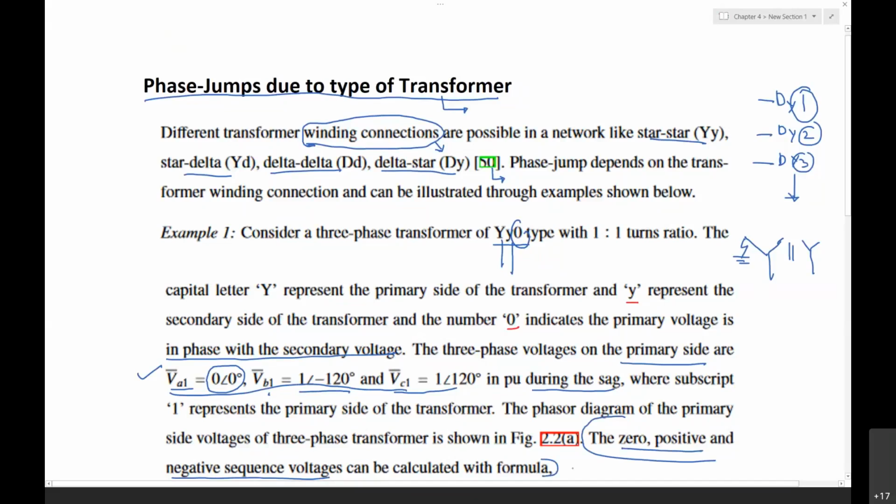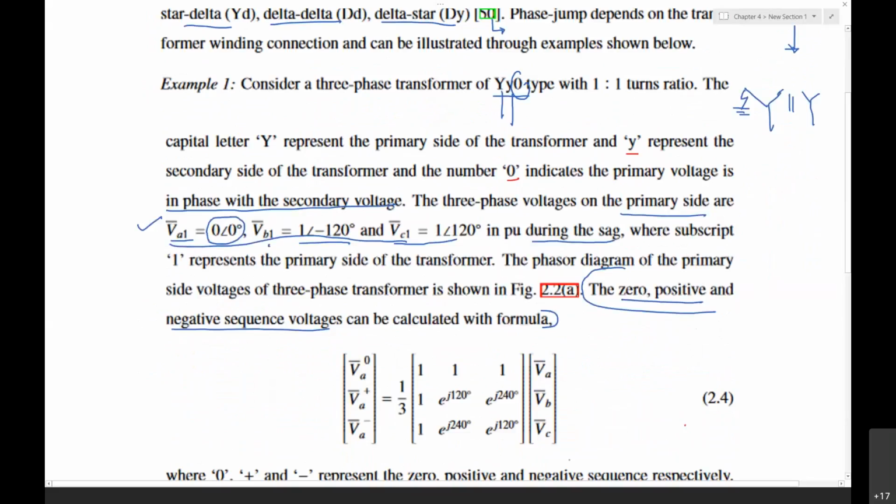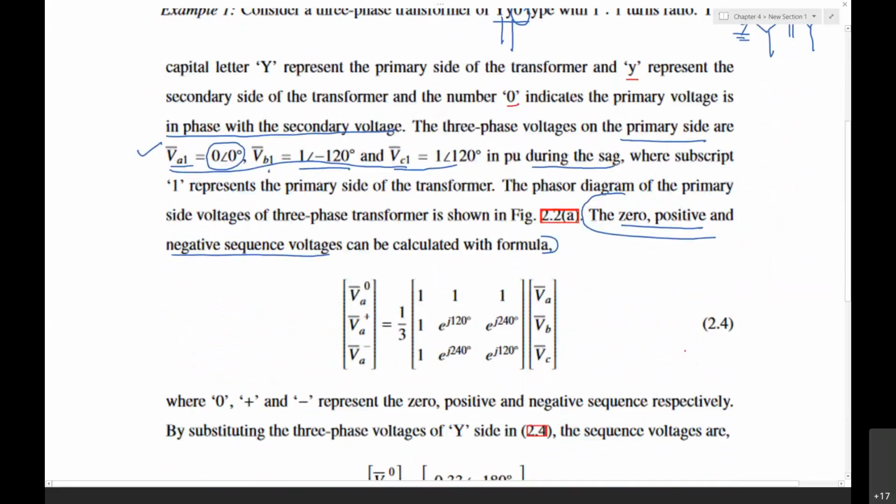With symmetrical components, we can understand that whenever a fault occurs in a three-phase system and is transferred through the transformer, we will have a phase shift also. We are going to see that also. See now, these voltages are converted to the zero sequence, positive sequence, and negative sequence.